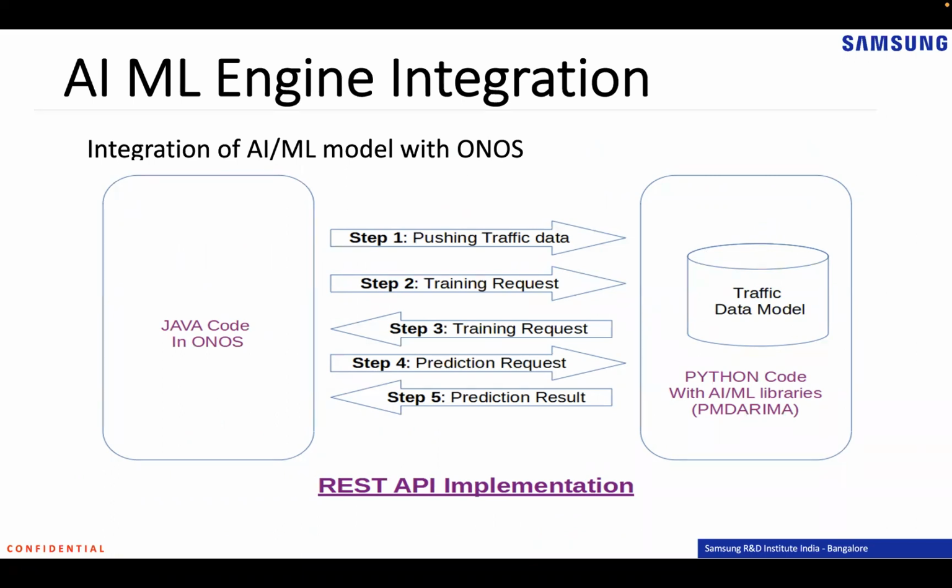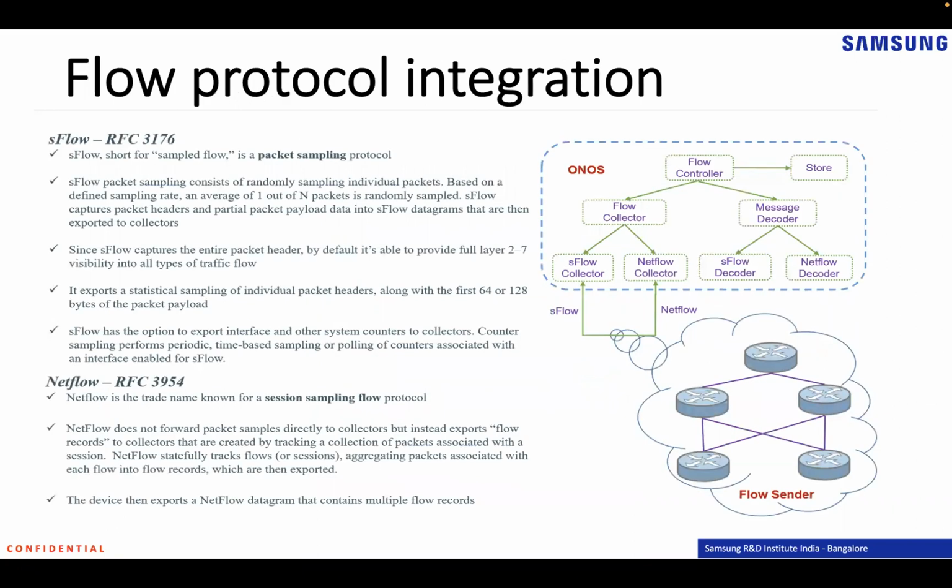Here we will show the necessary messages between the ONOS-based Java code and the pmdarima libraries. So this is a broader view of integration. Next, coming to the flow protocol, some vendors and devices use sFlow, like HP, and some devices like Cisco use NetFlow. So overall, we cannot deal with only one of sFlow or NetFlow. We need to have both protocols running in ONOS.